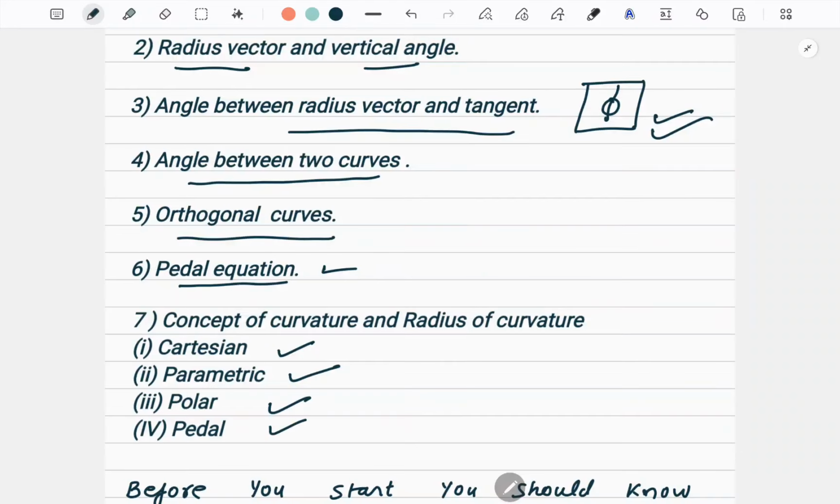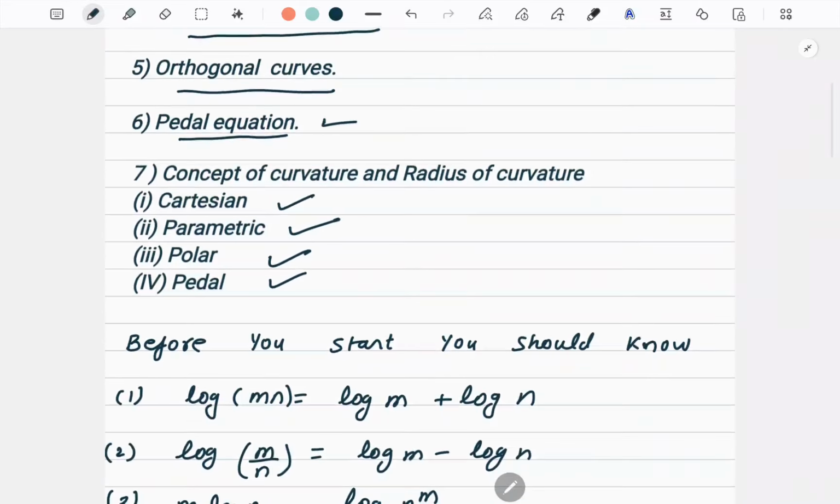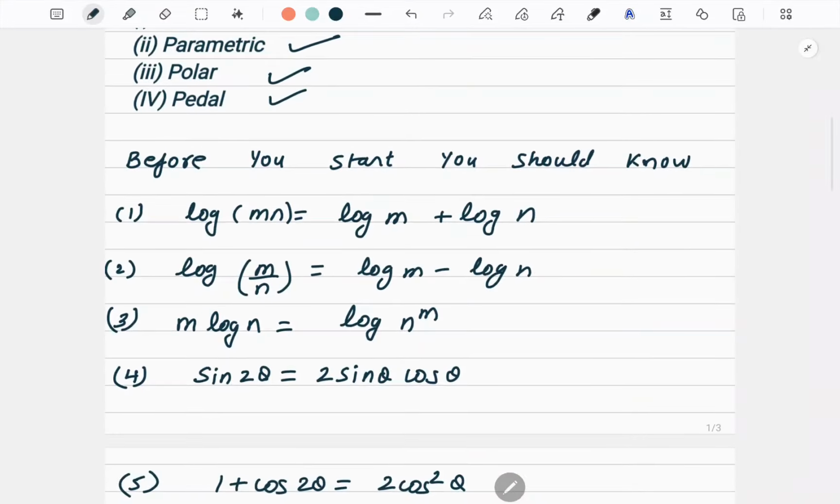Now before you start with this module, or before you start with this differential calculus and you want to cover all these topics, you must know these concepts which you have already studied in your 11th or 12th grade. First few basic properties of log, like log mn is equal to log m plus log n. Log m by n is equal to log m minus log n. M log n is equal to log n to the power m.